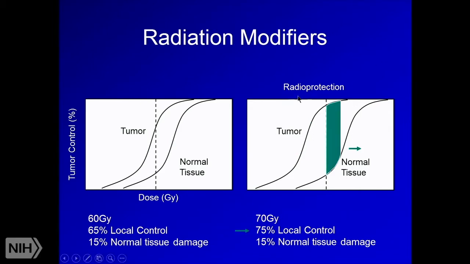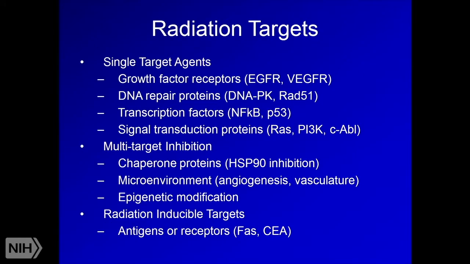Similarly, the other concept that we can look at is radioprotection. So can we actually give a higher dose of radiation, which would result in a higher local control, but actually decrease our normal tissue damage? And so this is also an area of active research, looking at different ways that we can actually protect our normal tissues, allowing for dose escalation.